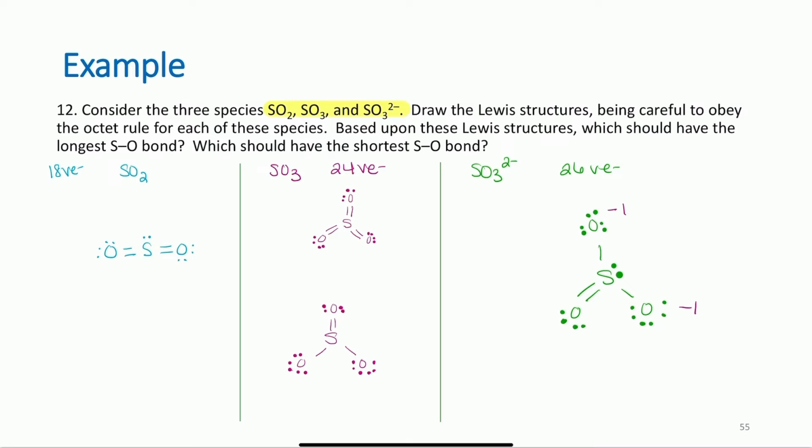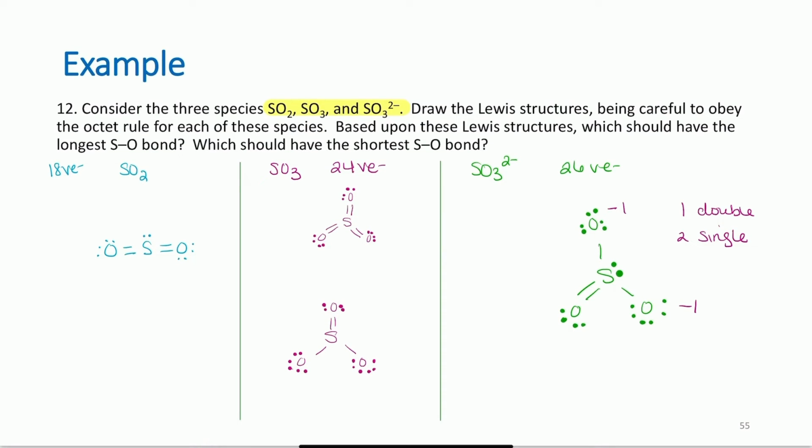Here, I've got 1 double, 2 single. Here I've got 3 double, 0 single. Here I have 2 double. What do you think is going to be the shortest bond?